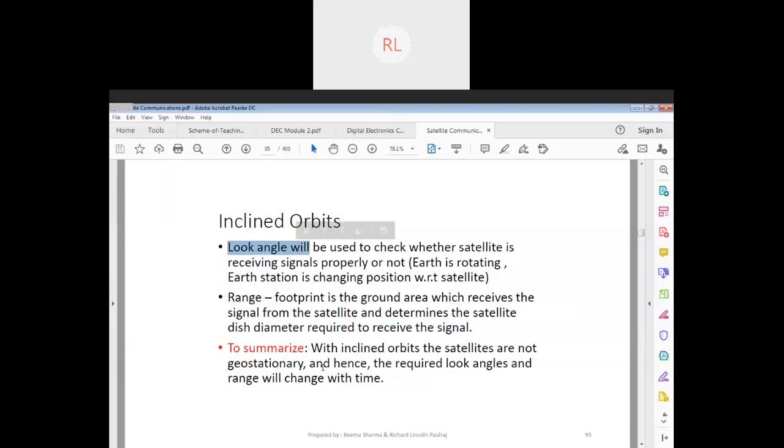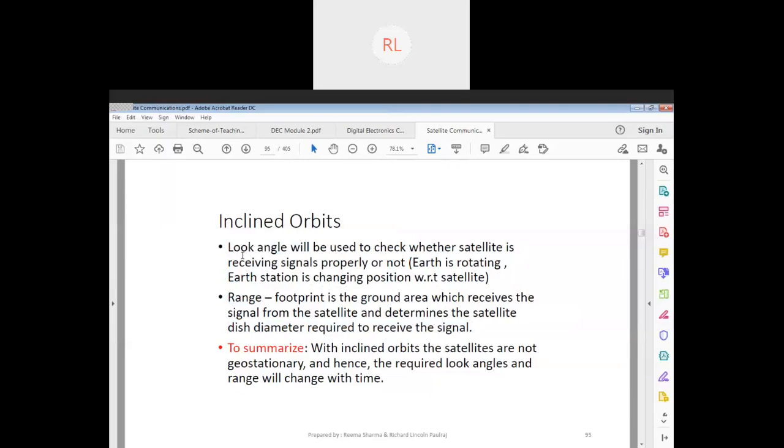So that's the importance of look angle. Look angle will be used to check whether the satellite is receiving signals properly or not. So if the look angle varies, then your receiving signal also changes. It might lose signals or it might receive degraded signals. So the Earth is rotating and the Earth station is changing its position with respect to the satellite, which you have already seen. Next, how is range important?